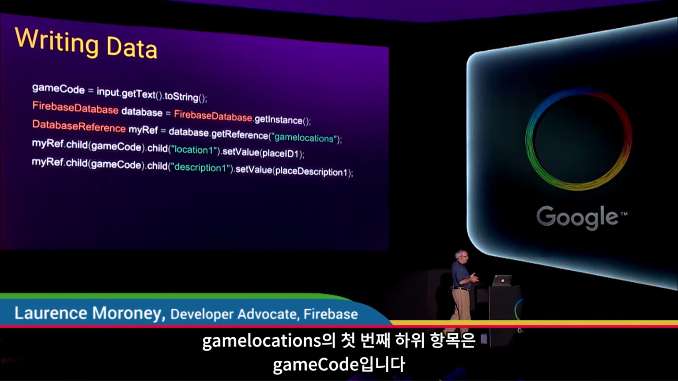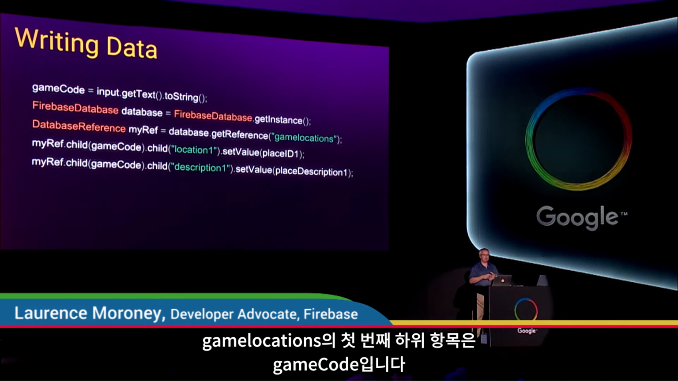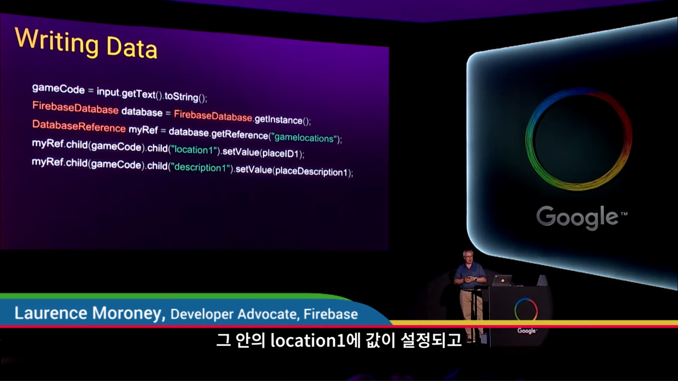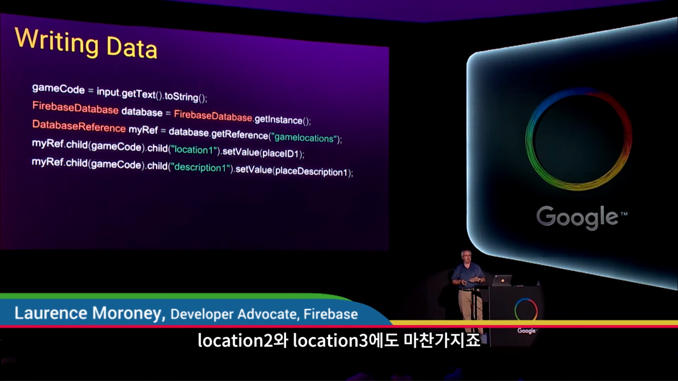So then on game locations, the first child is going to be the game code. So when I was demoing it here, I set my first child to be stage, and you set its location 1 to be a value. You set its description 1 to be a value. And you do the same for location 2, location 3.